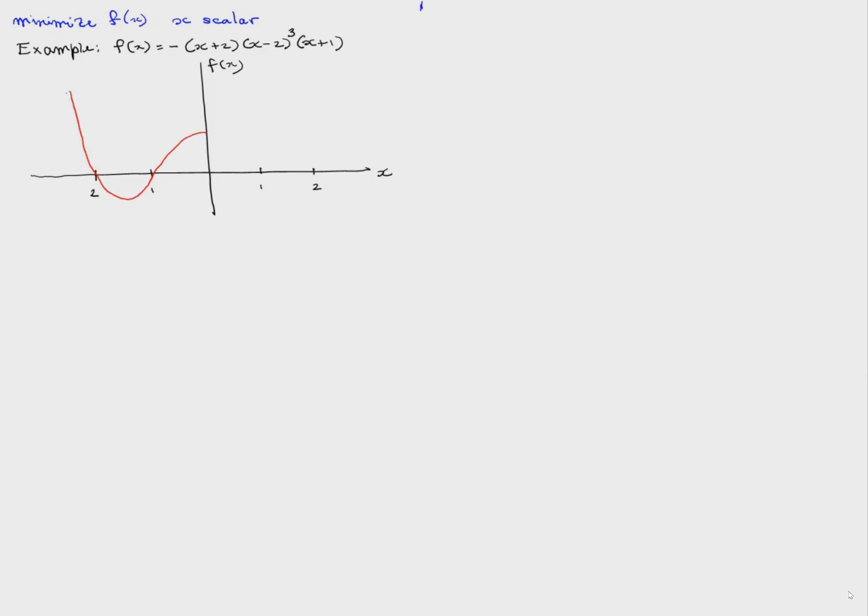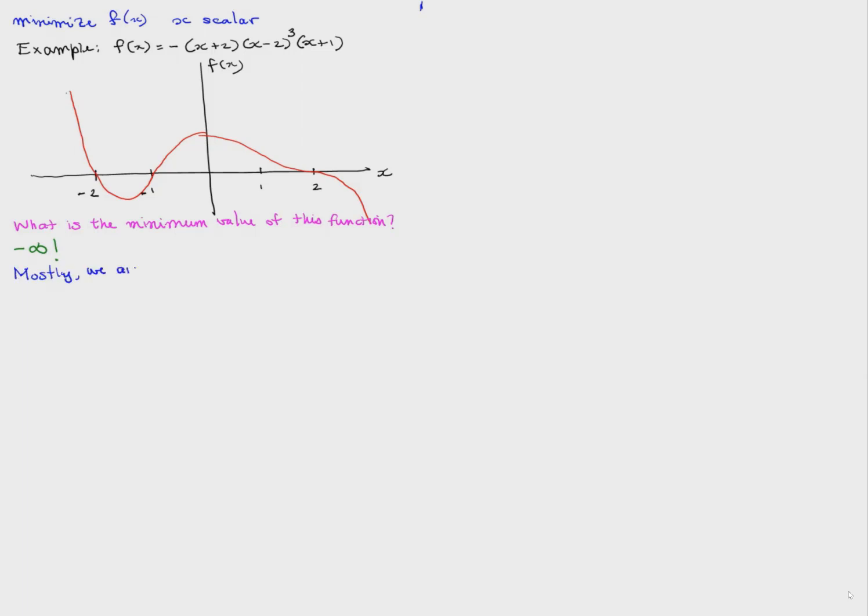And we ask the question, what is the minimum value of this function? Clearly, at the right end, the function goes off to minus infinity. So the smallest value, or the minimum value of the function, is minus infinity.